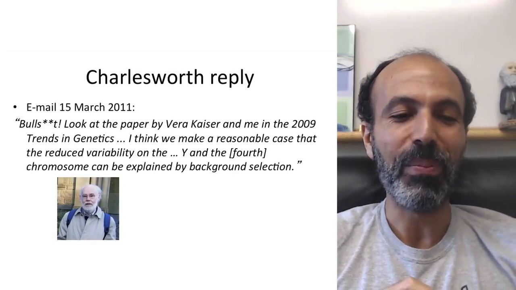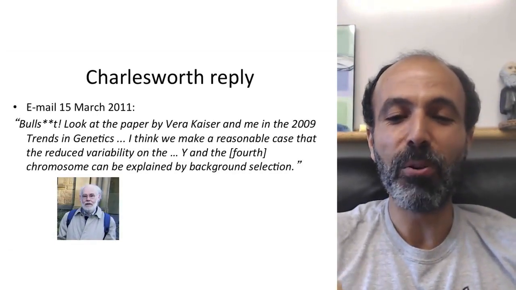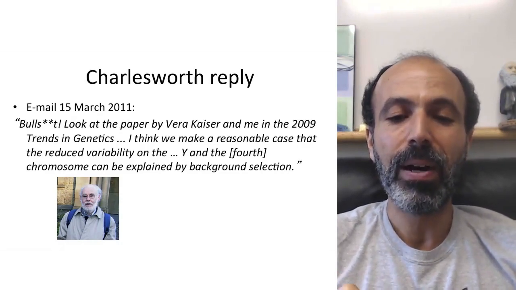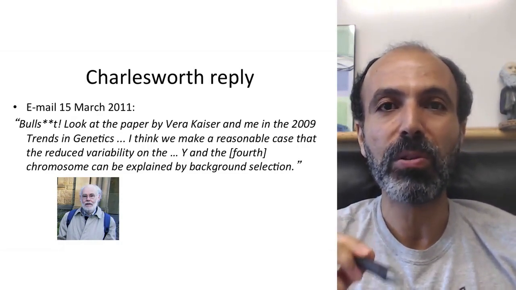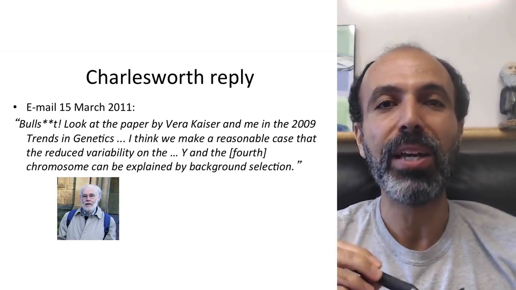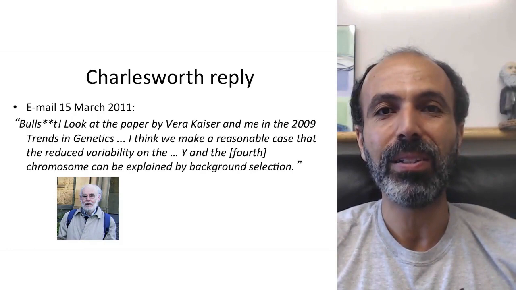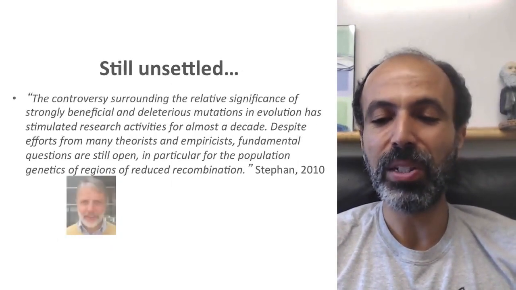At the other end, Dr. Charlesworth was a little bit less diplomatic in his wording, but he refers to a particular paper saying that they make a reasonable case that the reduced variability on the Y chromosome and 4th chromosome, these are chromosomes that have no recombination within species, can be explained very thoroughly by background selection. Well, this is very much an area that's still unsettled.